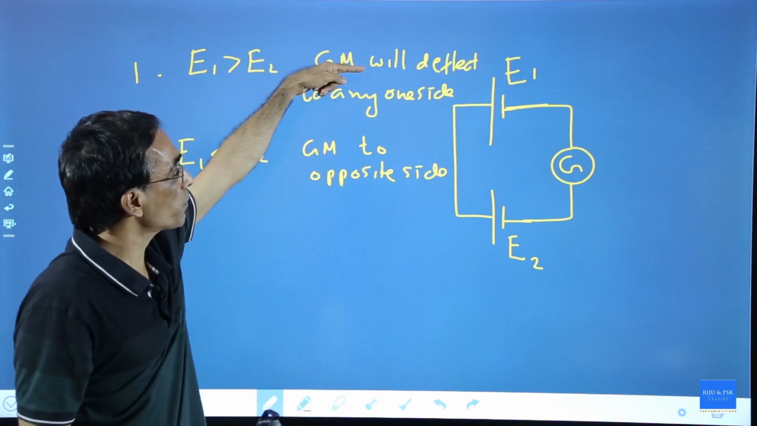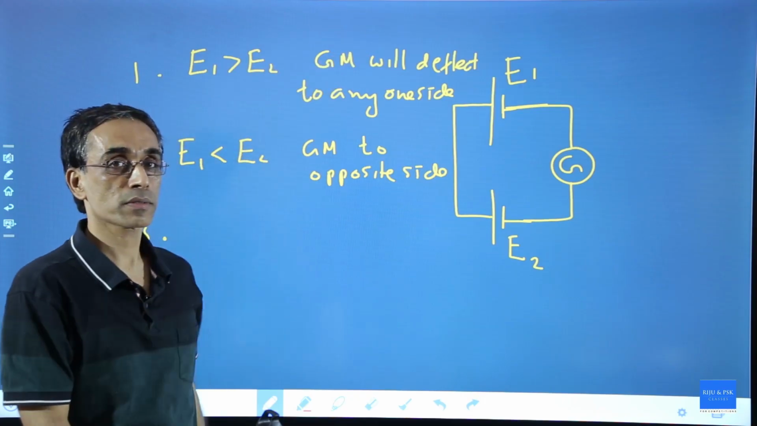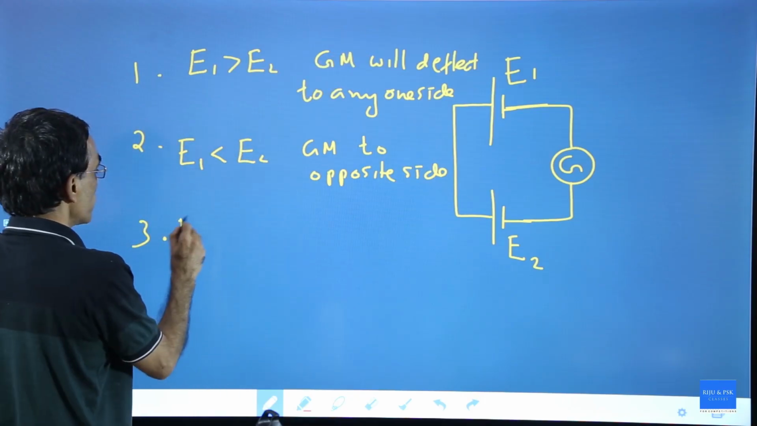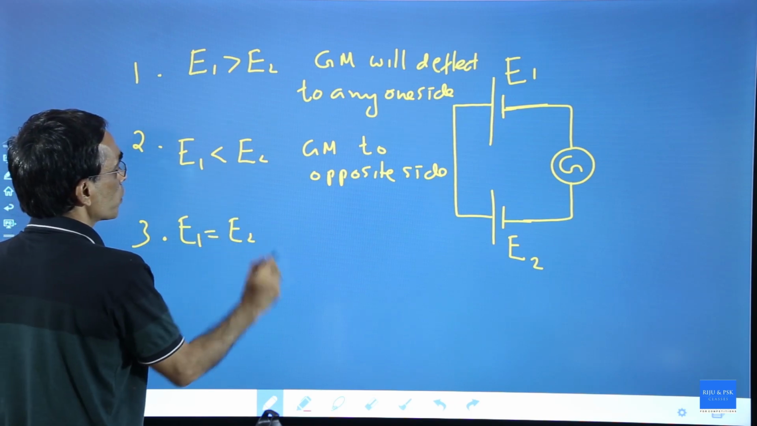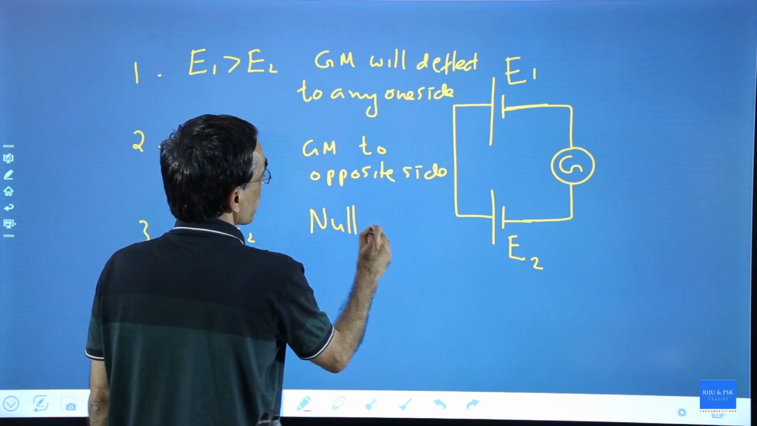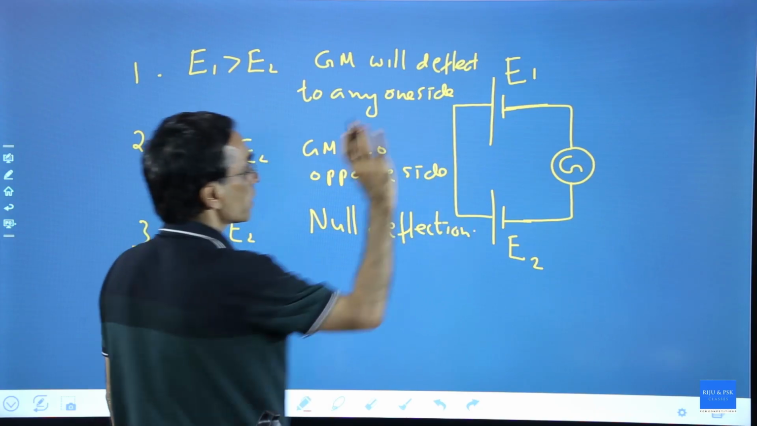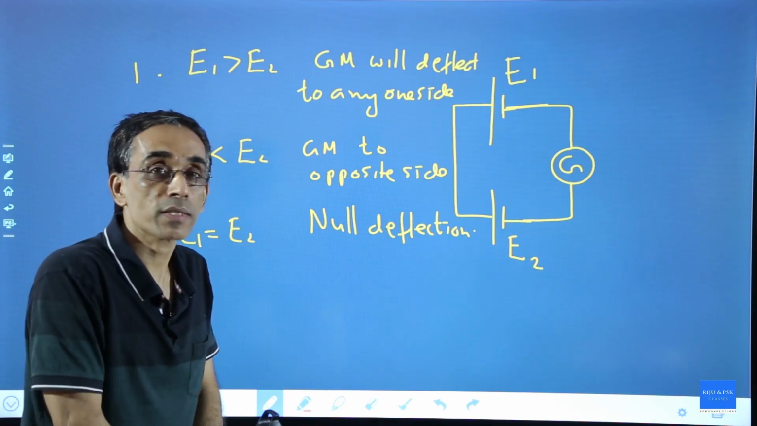If that was to the left side, this will be to the right side. If that was to the right side, this will be to the opposite. Fine. Third condition, E1 is equal to E2, what will happen? That is what we want, the null deflection.